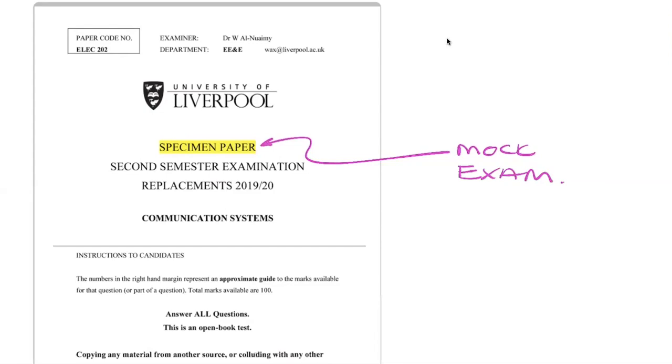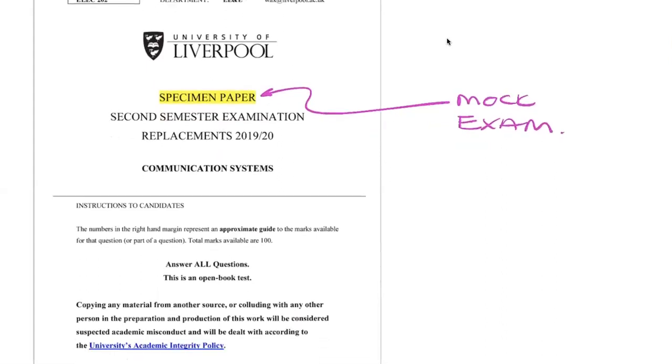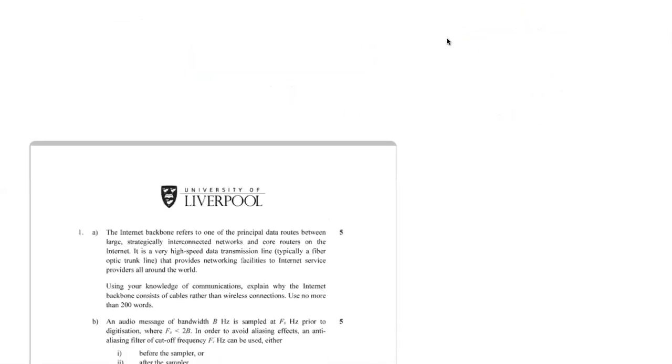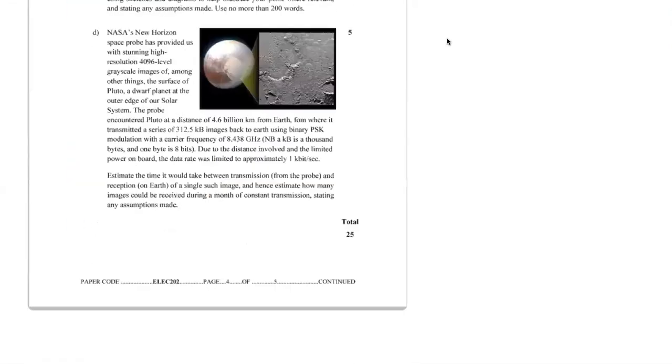Now, the mock exam resembles the final exam in terms of the format. This is what it'll look like. It'll look like a normal exam. You'll have 4 questions, 1 to 4. Each question will be 25 marks.